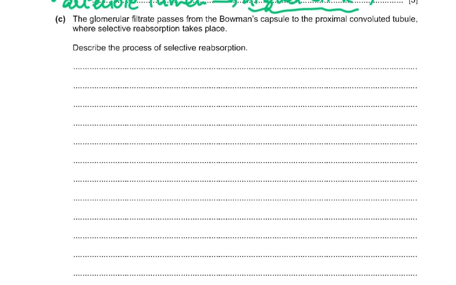Then of course we come to part C of the question. The glomerular filtrate passes from the Bowman's capsule to the PCT, where selective reabsorption takes place. Describe the process of selective reabsorption.